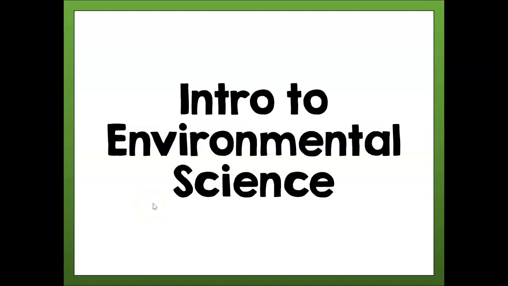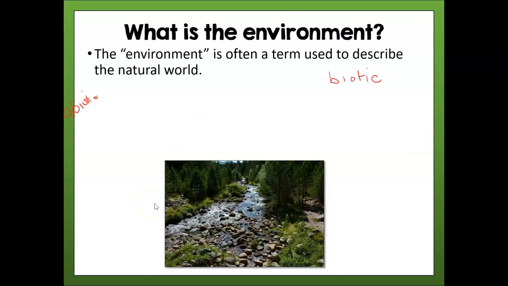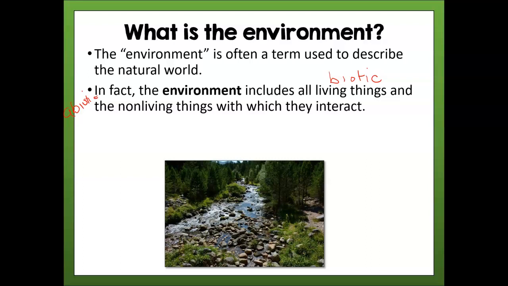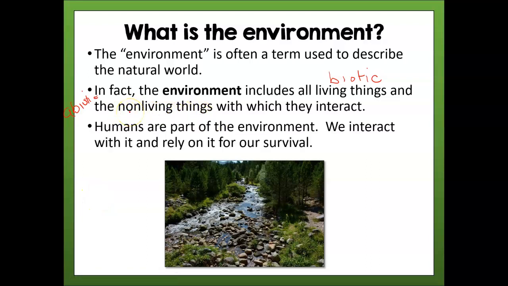Okay, so let's start. What is the environment? Basically, it's just to describe the natural world, right? But what it includes is all the living things, and we call those biotic factors, and all the non-living things, which we call the abiotic factors. Okay. And humans are part of the environment. We interact with it. We use it up for our survival. We get all of our natural resources from it. We get all of our food from it. So we're part of the environment, and how we react to it and interact with it is very, very important.